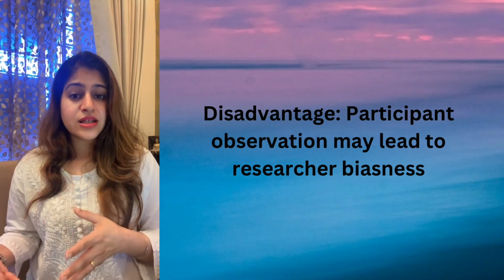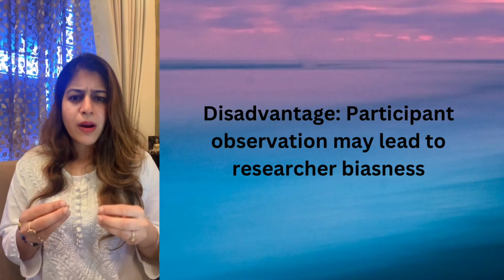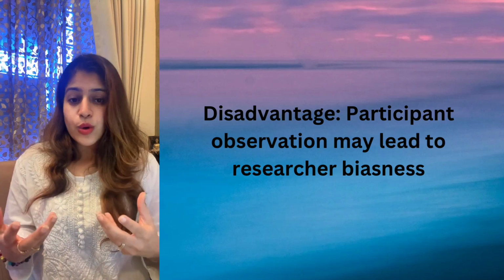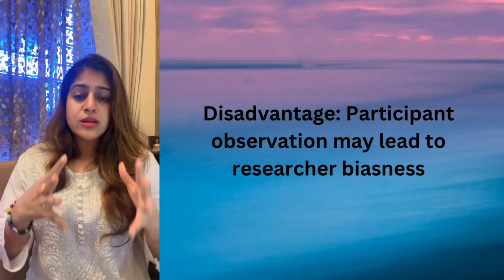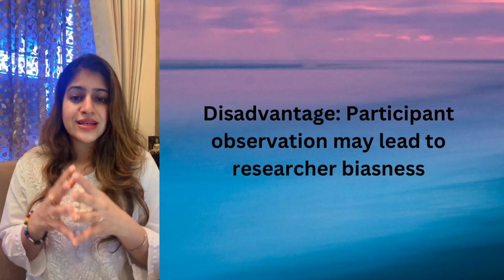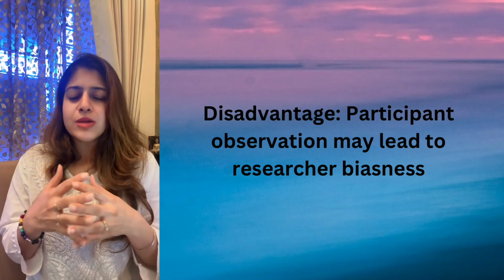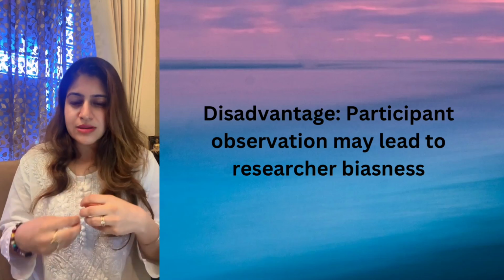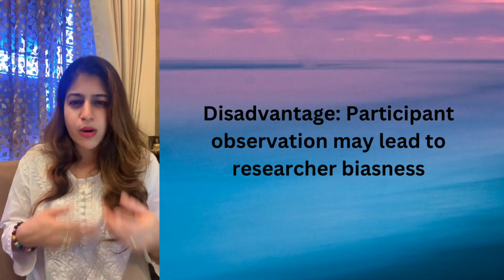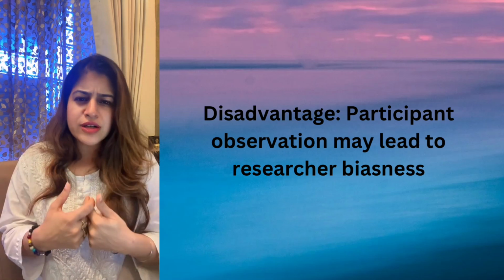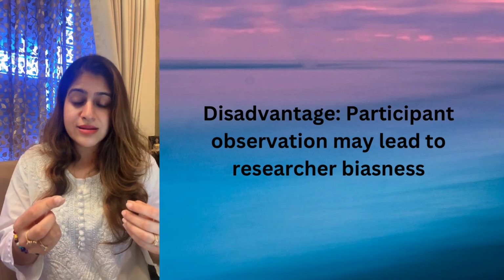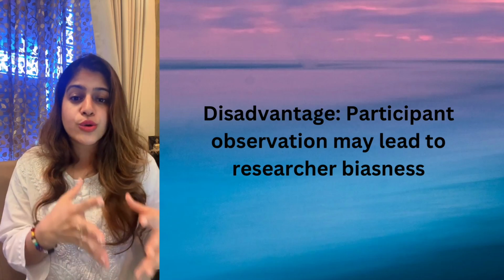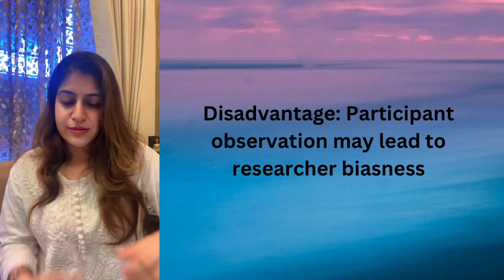Next is disadvantage of participant observation. In participant observation, like we know that the researcher becomes a part of the social setting. So when the researcher becomes a part of the social setting, the researcher and the participant might become too close or too personal, and they're interacting too much about various things. So when there is a lot of interaction going on, there might seep in researcher biasness, and the objectivity reduces in this kind of an observation.